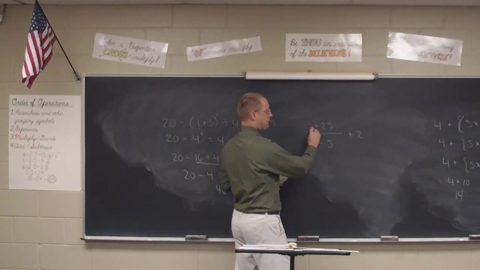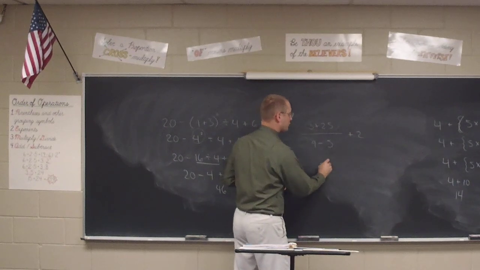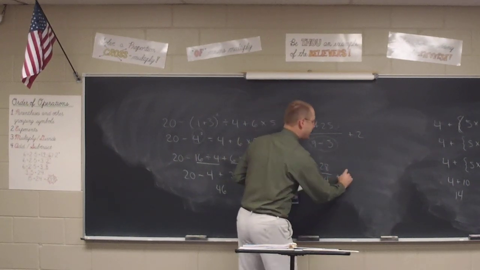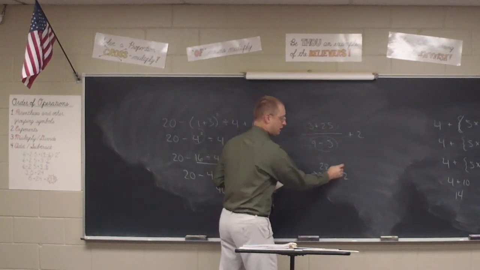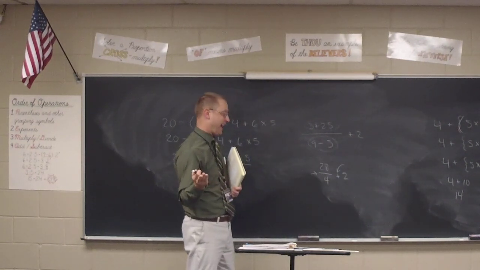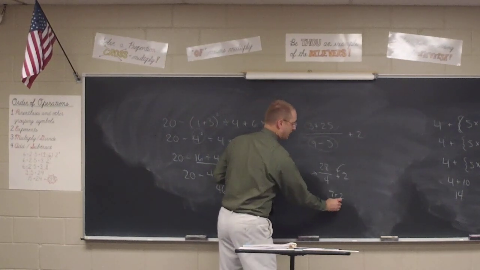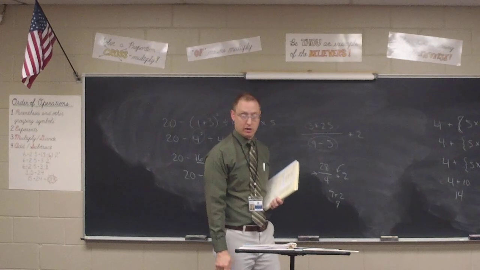So let's take care of the 3 plus 25. 28. Let's also take care of the 9 minus 5. 4. Those were things that were already grouped. Now, all that's left is a division and an addition. And of course, before I add, I have to do the division to get 7. 7 plus 2 is 9. Questions on the little blue shaded box?